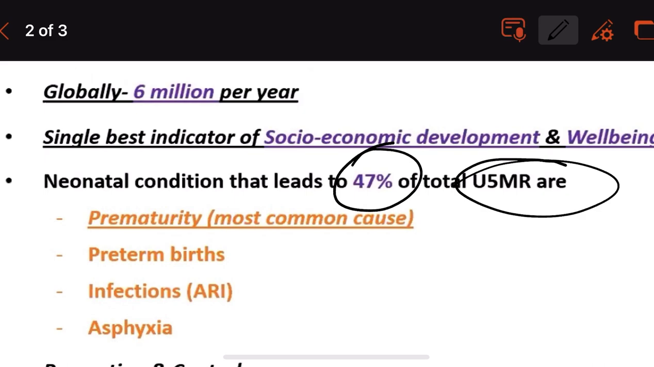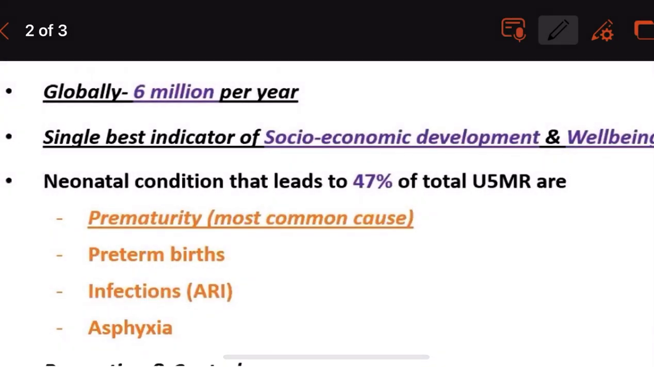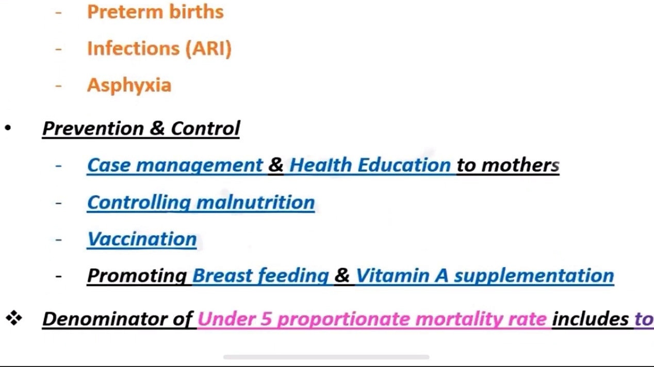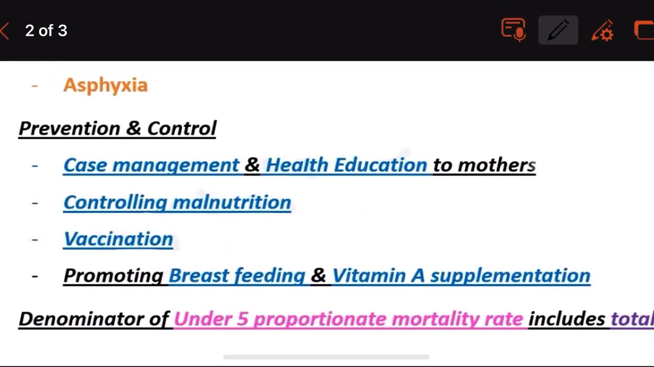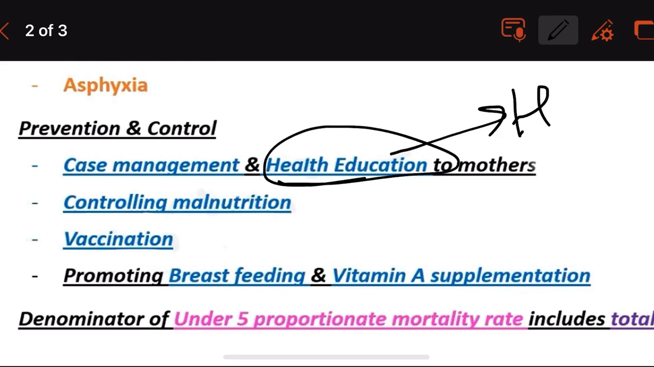If the baby is suffering from diarrhea, you can give oral rehydration therapy. If it is suffering with sepsis, give antibiotics. Even for pneumonia and ear infections, you can give antibiotics. Then if it is having malaria, give anti-malarials. Vitamin A supplementation. All of this can be done in cases of neonatal conditions. And we also see the other things. What are those? We have case management and health education to the mother. If health education is given to the mother, half of the problem will be solved.